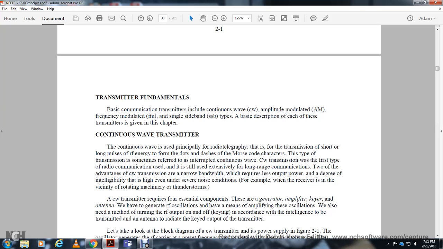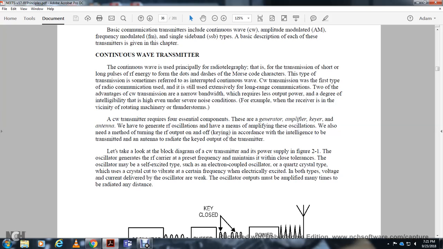The continuous wave transmitter was the first type of radio communication and is still used extensively for long range communication. Two of the advantages of the continuous wave transmitter are narrow bandwidth and lower output power requirements. The degree of intelligibility is high enough for severe noise conditions, for example, when the receiver is sensing with a rotating machine or thunderstorms. A continuous wave transmitter requires the essential components of a generator, amplifier, key, and an antenna. The generator produces radio frequency oscillations, which are then amplified. The radio frequency output is keyed on and off according to the intelligence to be transmitted, and sent to the antenna.